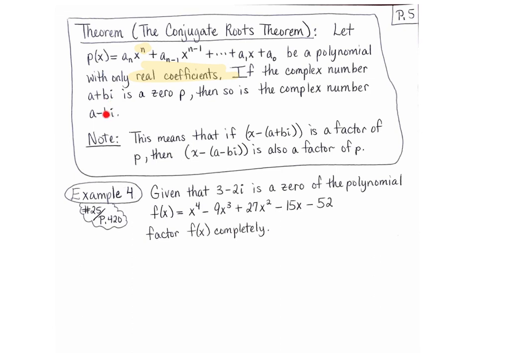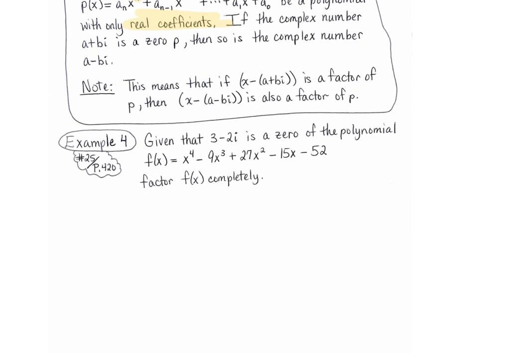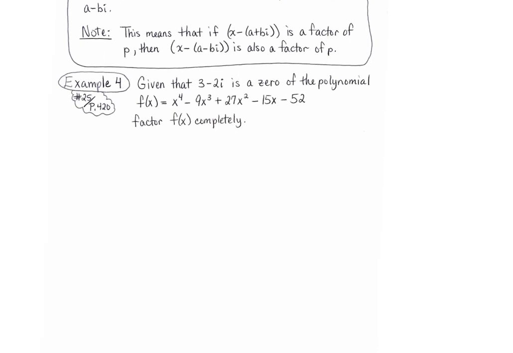So remember, you have your zeros, so you can also talk about linear factors. That's what we talked about at the beginning of the class. So here, let's go through example 4. Given that 3 minus 2i is a 0 of the polynomial f of x equals x to the 4th minus 9x cubed plus 27x squared minus 15x minus 52, let's factor f of x completely. How many factors should this polynomial have?